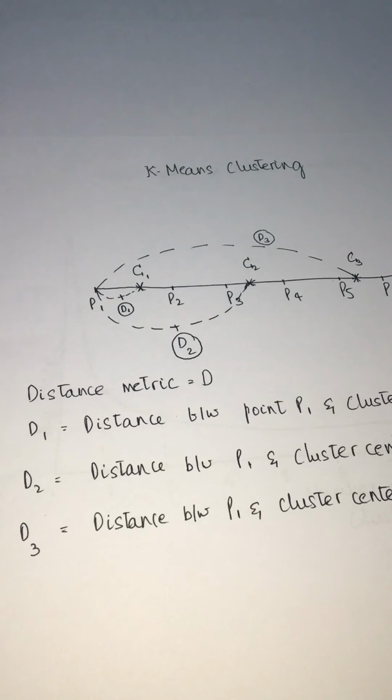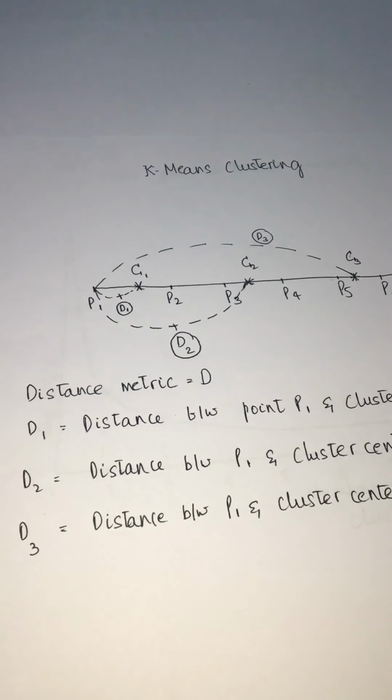Generally it is observed that k-means clustering converges after 20 to 50 iterations. Again, this is a general observation, but depending on your data and your use case, this number might vary. So this is what k-means clustering is for you.